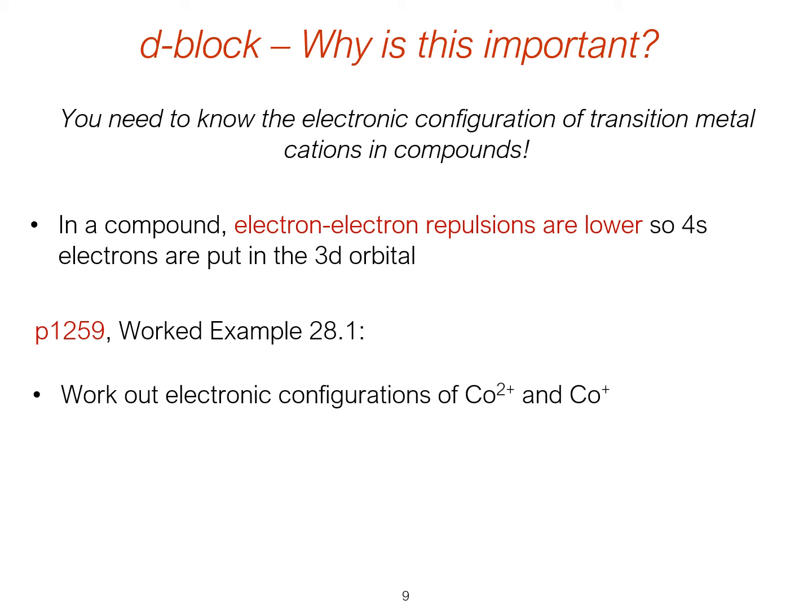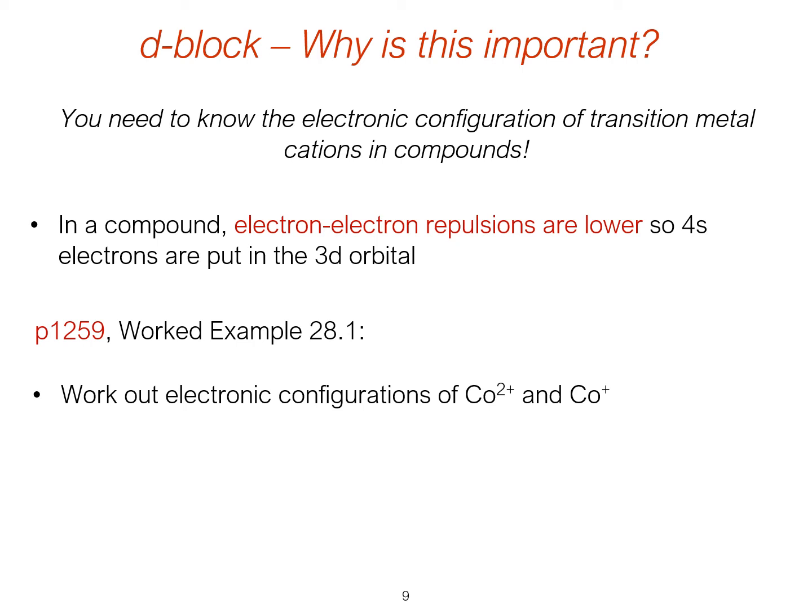3d? So it's important because, as I was saying, the transition metals and their compounds, or complexes as we'll come to know them, are made with cations, and we need to know the electronic structure of these cations because this really dictates the shape of these compounds and a lot of the properties of the compounds. And one of the important things is that in a transition metal compound, the electron-electron repulsions are lower. So these 4s electrons, if there's space, are actually put in the 3d orbital.